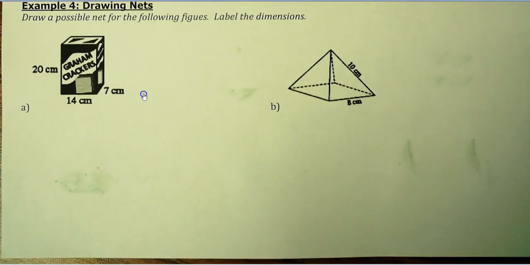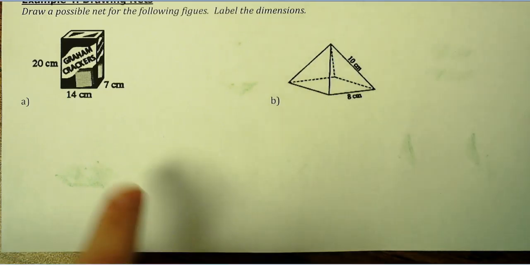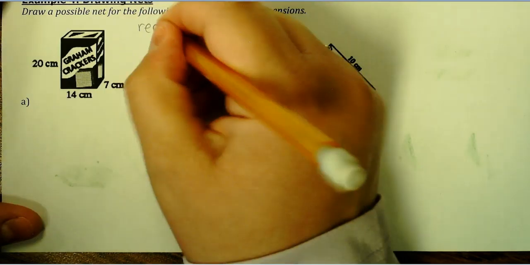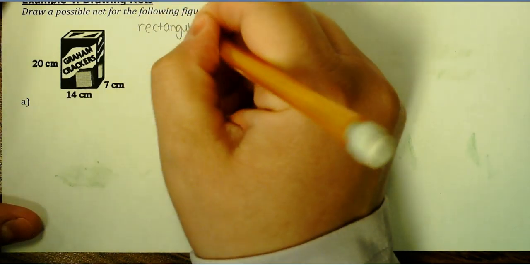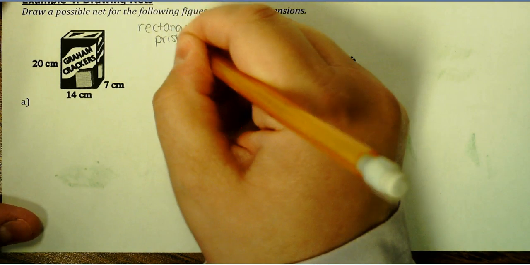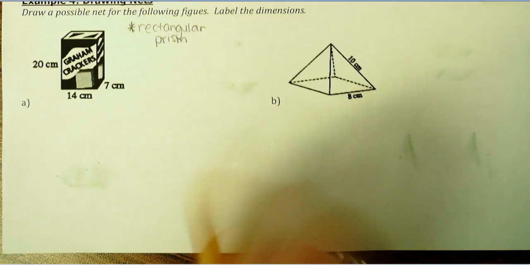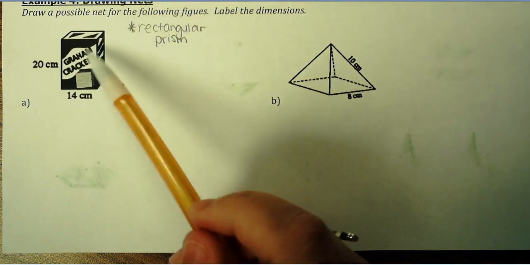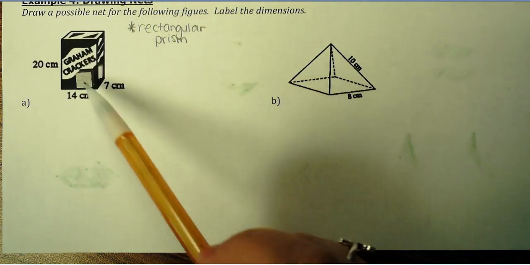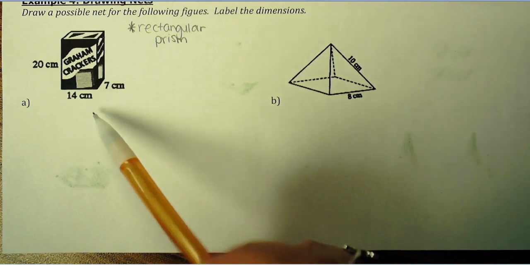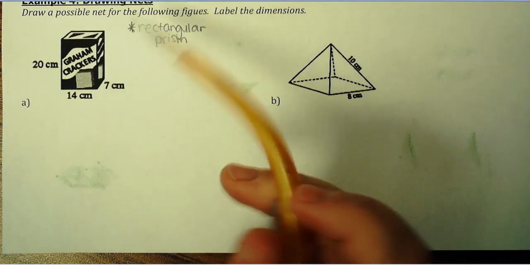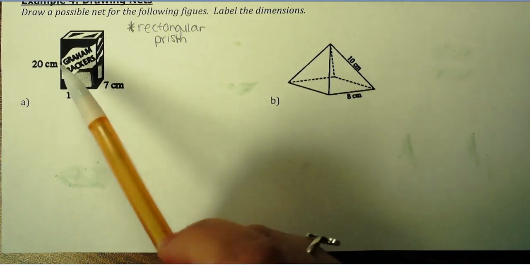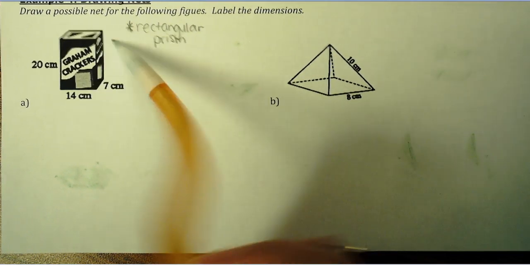So I'm going to do a little sketch here. Now this is kind of a special case. So let me name this real quick. This is a rectangular prism. Now the reason I say this is a special case is for a rectangular prism, the rule for your base is that it has to be two parallel congruent faces. And if I had like a cracker box, the top and the bottom could be the base, the left and the right could be the base, or the front and the back could be the base.